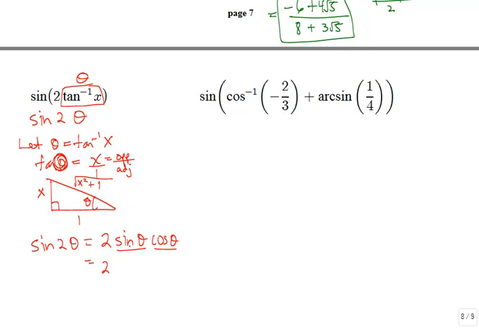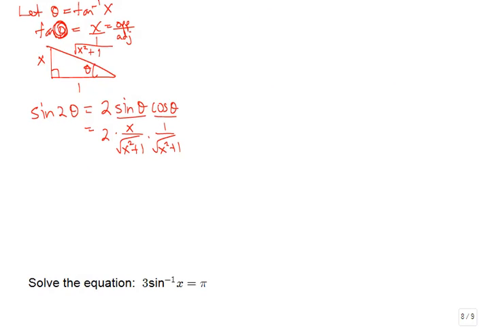According to my triangle, sine of theta would be opposite over hypotenuse, so x over square root of x squared plus 1. And cosine would be adjacent over hypotenuse, so 1 over square root of x squared plus 1. If you multiply those two denominators together, the square root is going to get squared away. So this will just be x squared plus 1, and on the top we just get 2x times 1, which is 2x. So here's our answer.